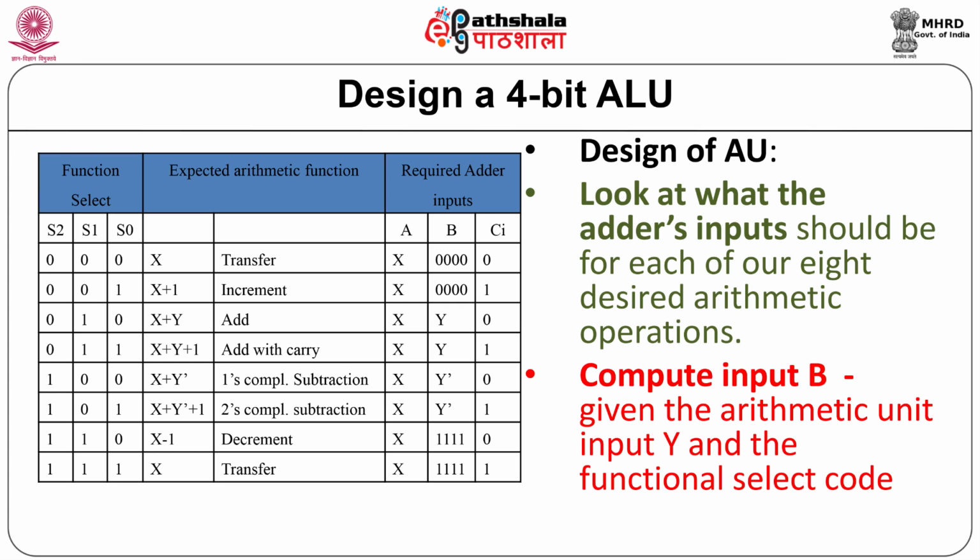For decrement operation, it is directly the subtraction which must be implemented, hence B input contains all 1's. In short, what is required to compute input B is given in the arithmetic unit to input y, and the functional select code can provide the necessary output.